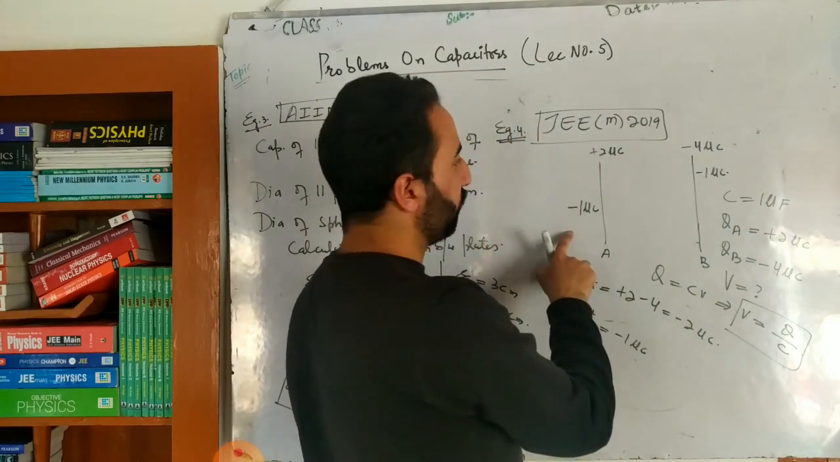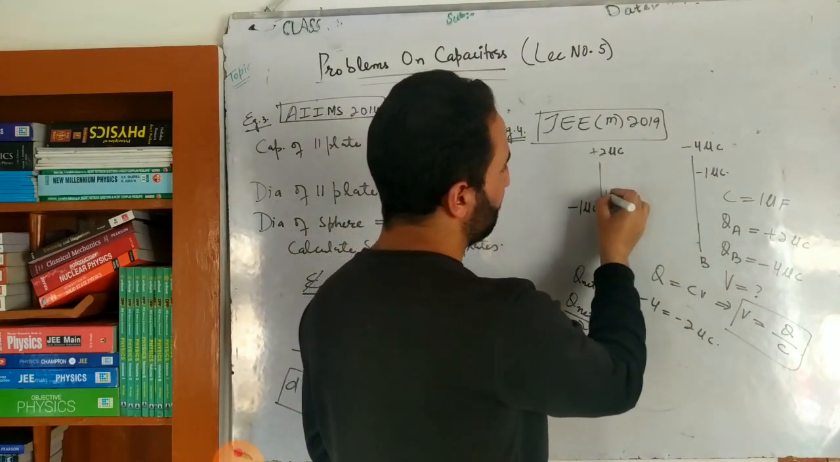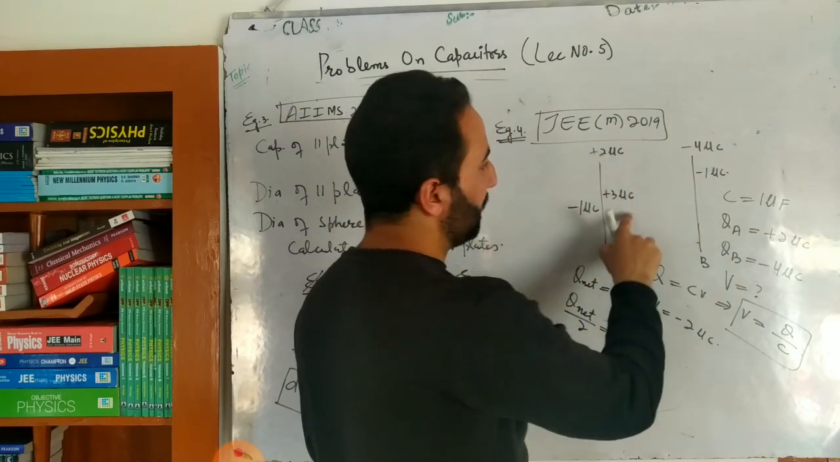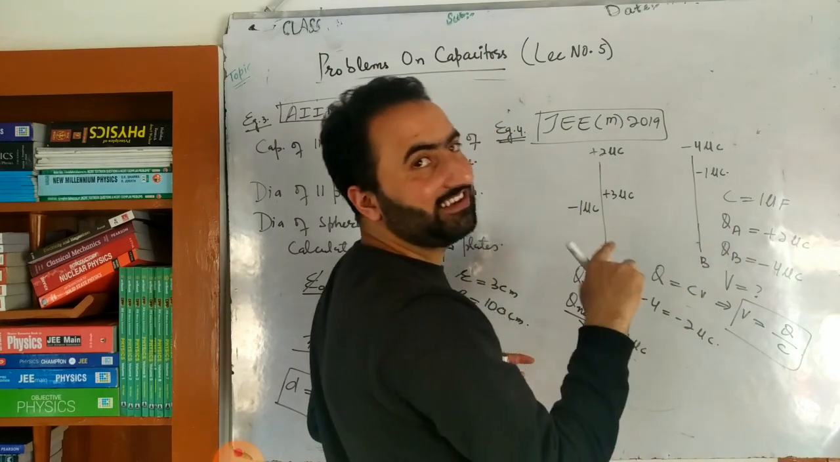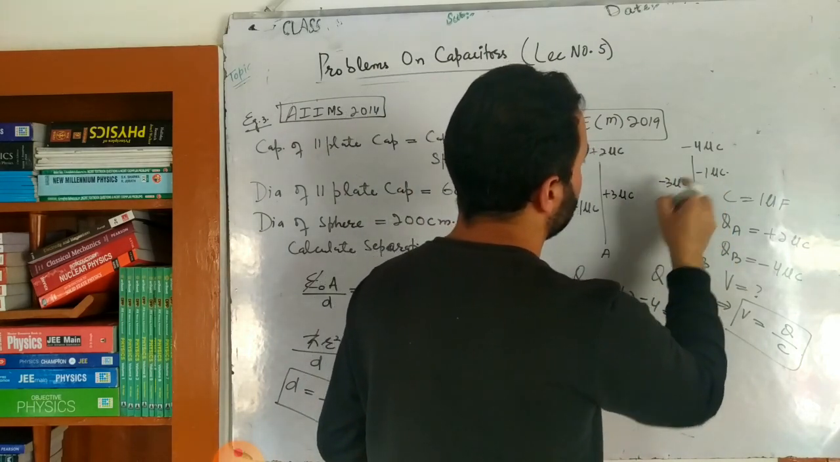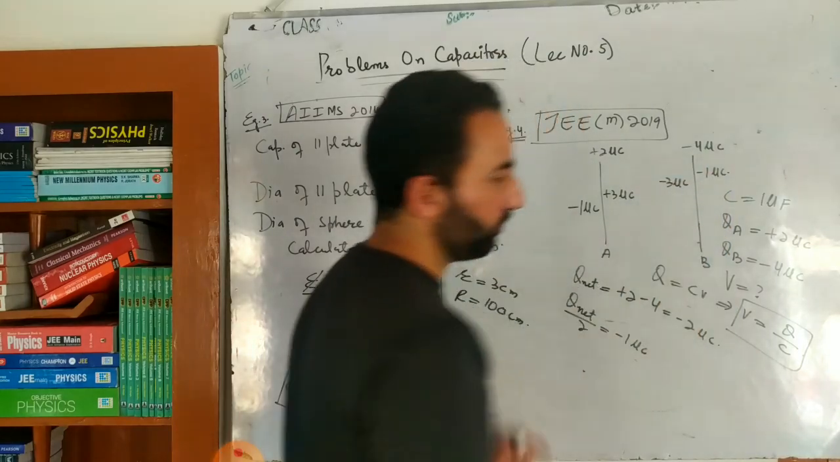Now its net charge is 2 microcoulomb. So that means the charge on this side must be plus 3 microcoulomb. So that plus 3 minus 1 is equal to plus 2. And the charge on faces facing each other is equal and opposite. So how much charge should be here? Minus 3 microcoulomb. Also this minus 3 minus 1, that's equal to minus 2. Understood?